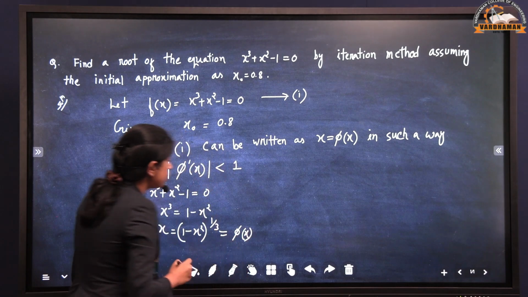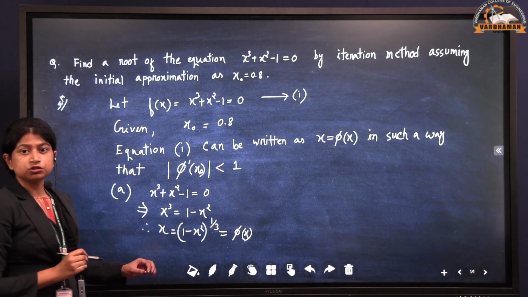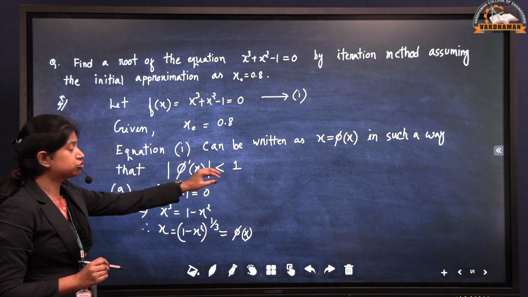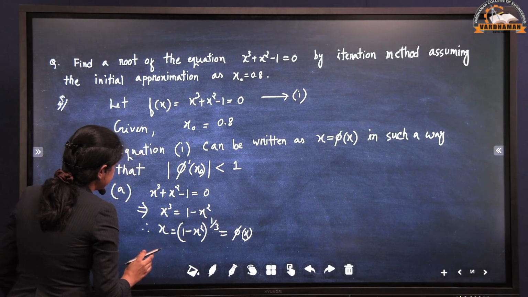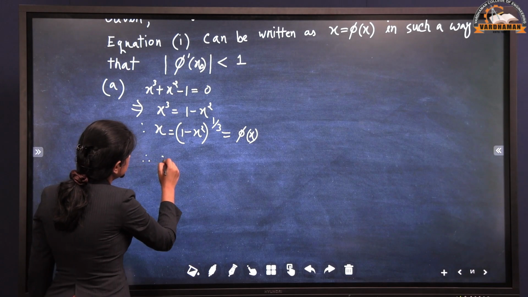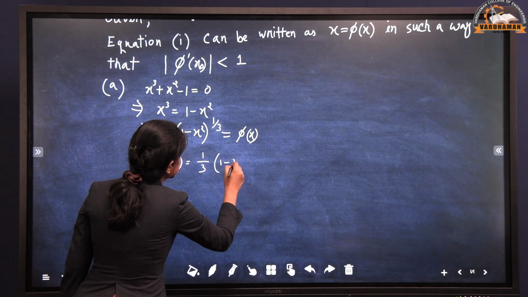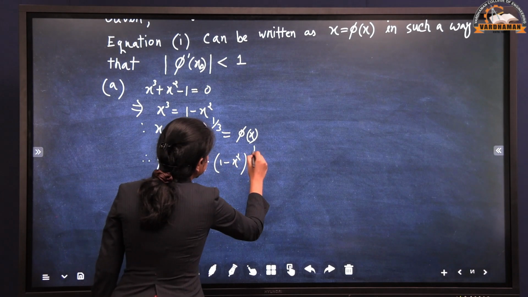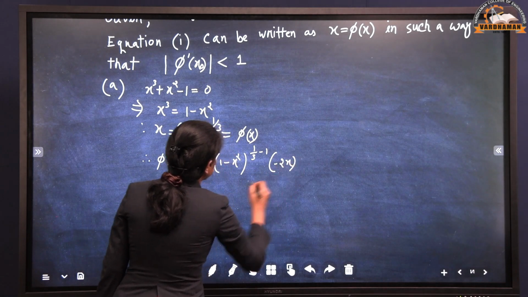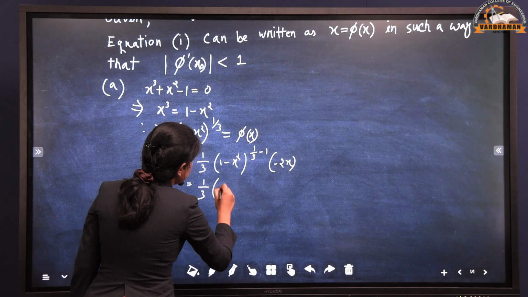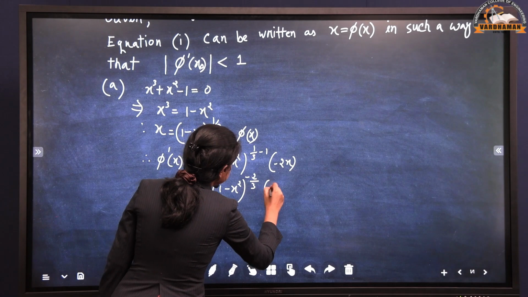Now what we need to check is that mod of phi dash(x0) should be less than 1. First of all, we need to find phi dash(x). Therefore phi dash(x) will be 1 by 3, (1 minus x square) power 1 by 3 minus 1, and also times minus 2x. So it will give you 1 by 3, (1 minus x square) power minus 2 by 3, times minus 2x.